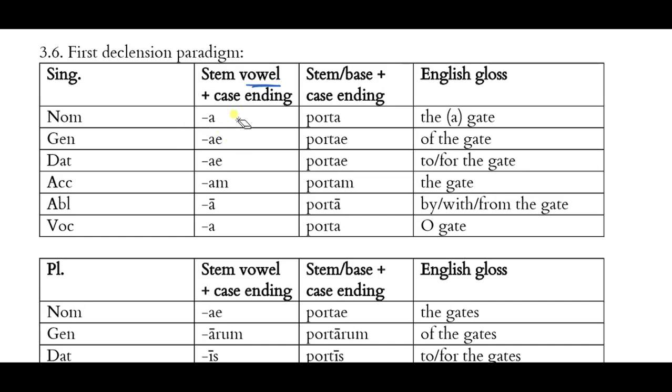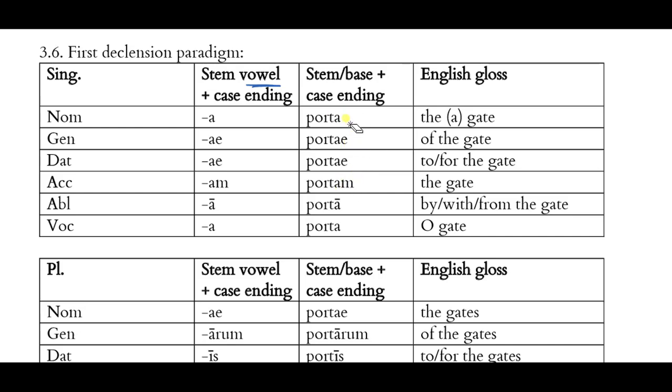And I'll use a little eraser here as a pointer. I want you to repeat after me. A, ae, ae, am, a, a. You'll notice that nominative and vocative are the same, as we've mentioned. And then the ablative is an A, but this A of nominative and vocative is short. Ablative A is long. Now, we add these to the stem, and we get porta.